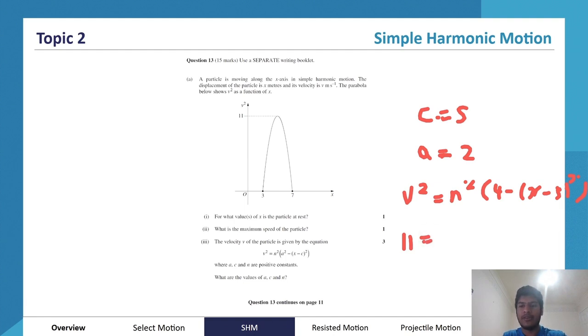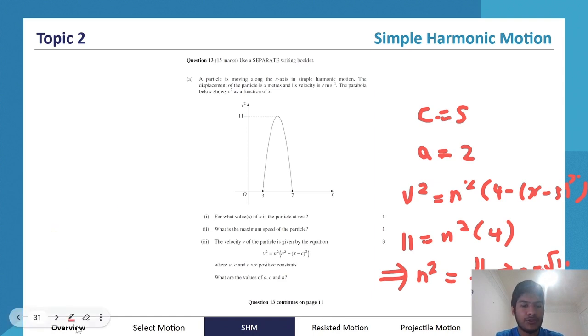So the second term in the brackets disappears. n squared times 4 is equal to 11. So you get n squared equals 11 over 4. And so n must be root 11 on 2. And that's our n. So we get a equals 2, c equals 5, n equals root 11 on 2. Easy as that.